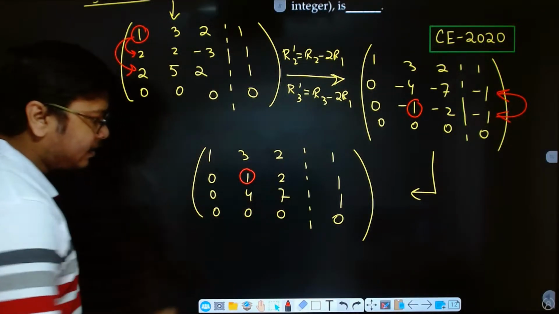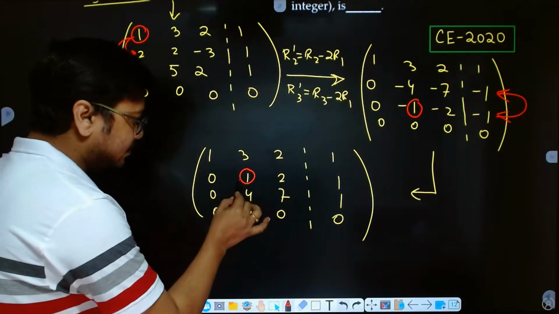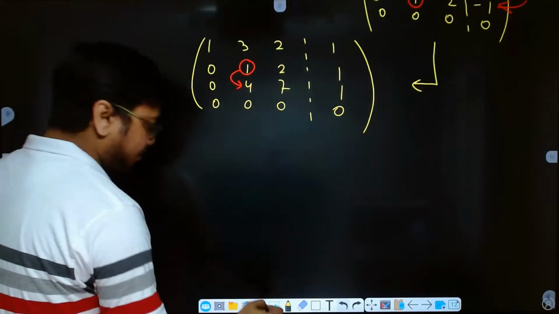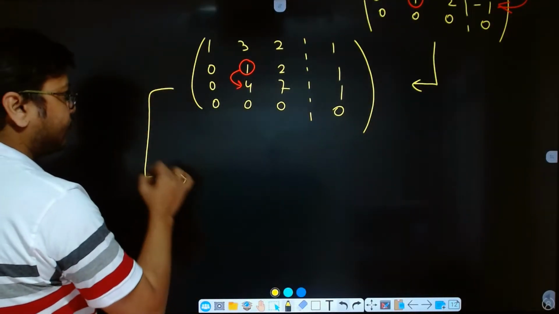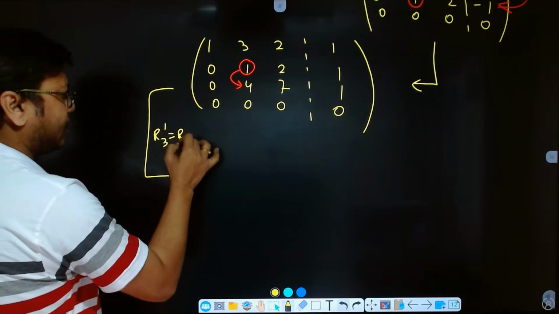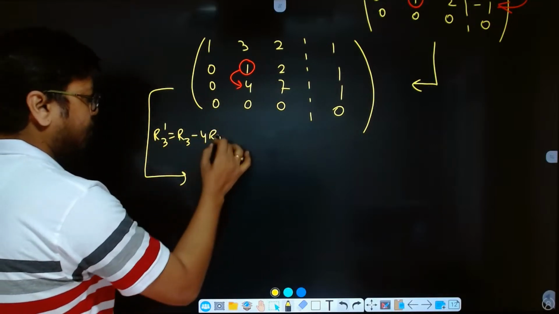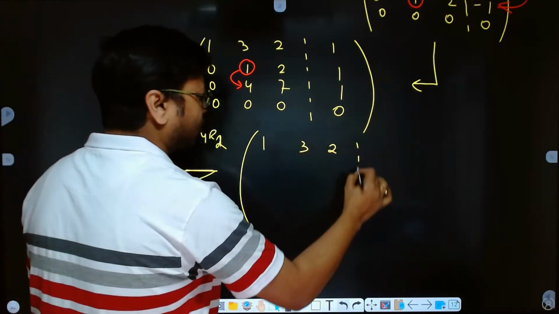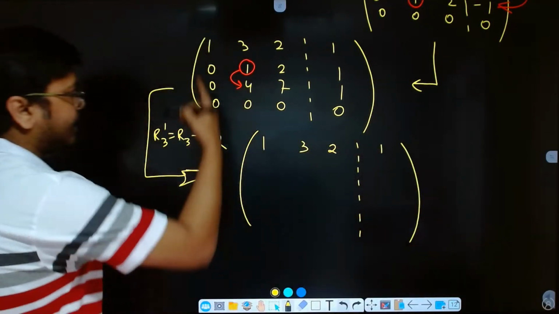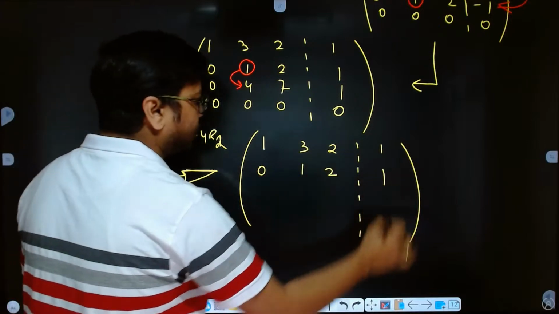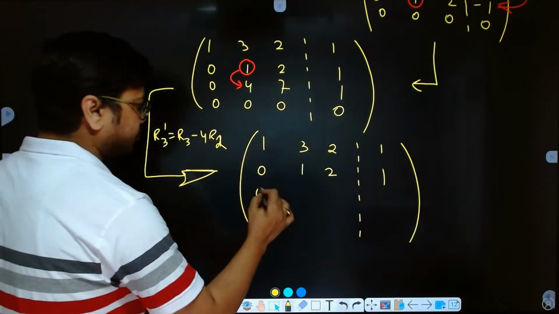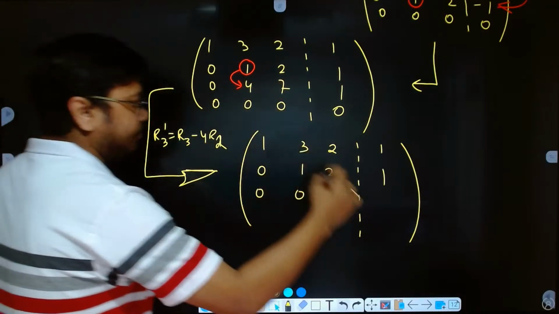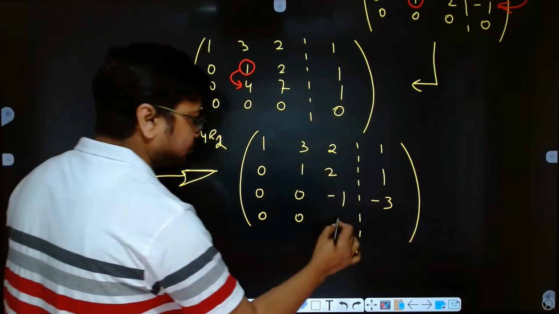Okay, now I've got a 1 here. This 1 is helpful for me. With this 1 I can make this position 0, right? So again, one more operation: r3 dash equals r3 minus 4 times r2, and that will give me 1 3 2 augment 1, and 0 1 2 1. If I do a subtraction, that's 0 0 minus 1 minus 3, 0 0 0 0.